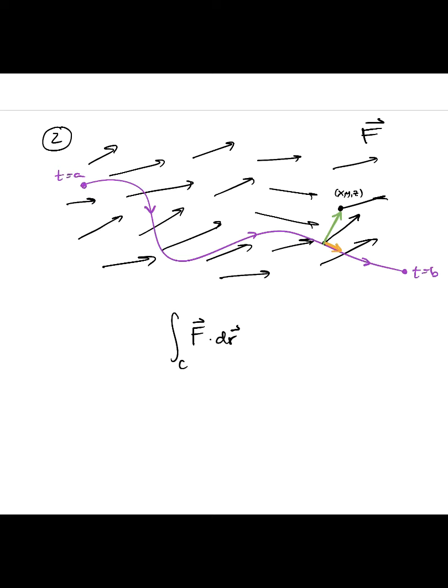And you're multiplying that by that tiny little length ds, and so that's a tiny little bit of force times distance. So that's a tiny little bit of work, and then you're adding up all those little tiny bits of work over the length of the curve. So this is total work.